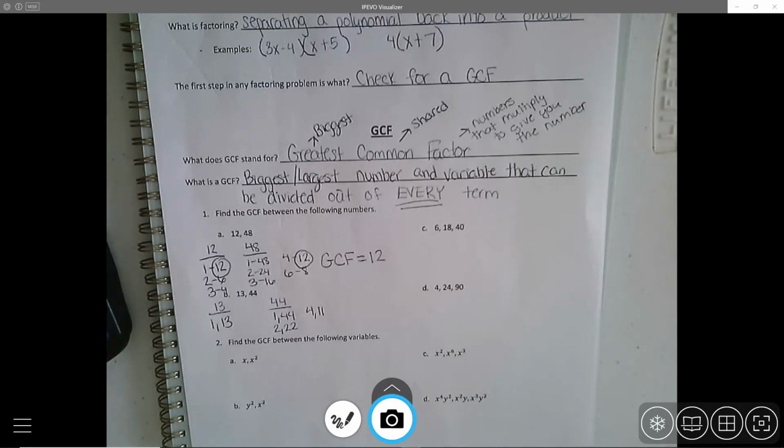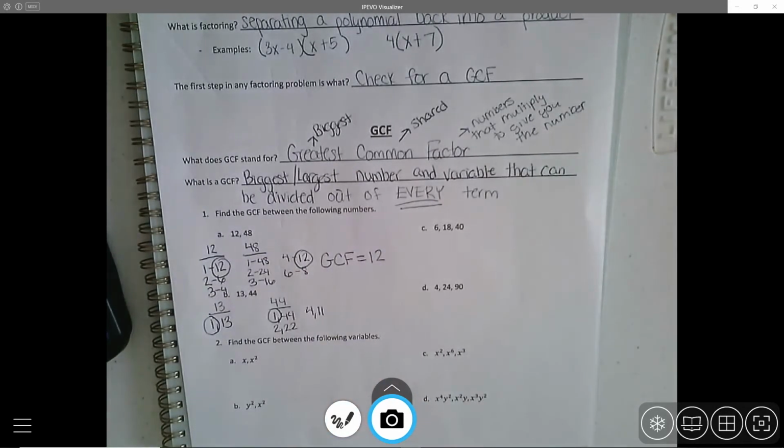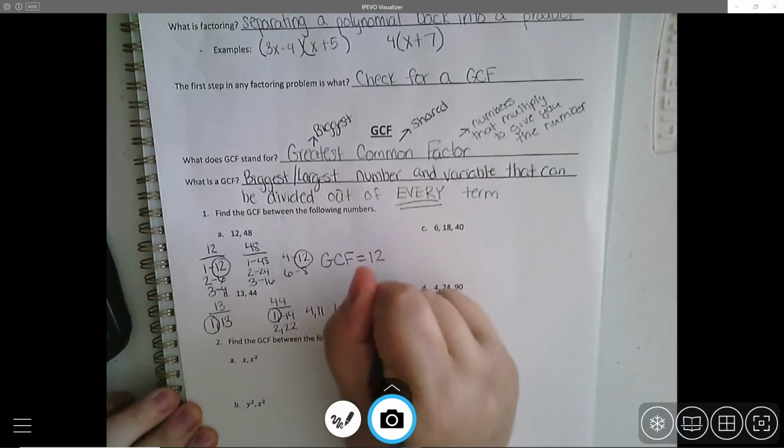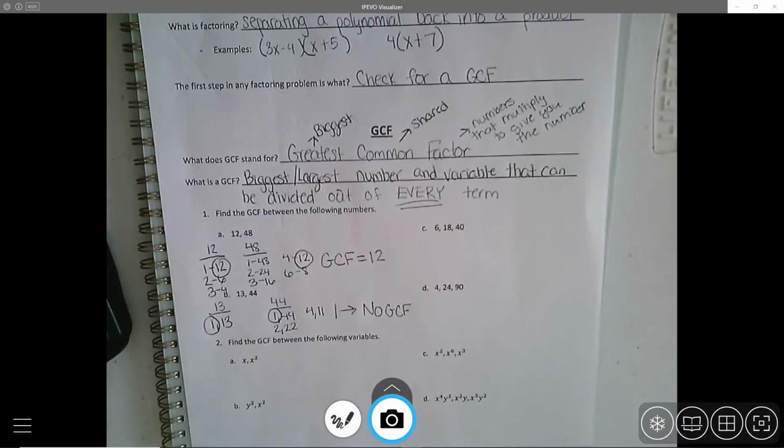Now, this one's interesting. The largest number that they both share is 1. This actually tells us that there is no GCF. If the only number that they both share is 1, there is no greatest common factor between those two numbers. Our big thing is when we check for GCF, we're looking for a number other than 1, because when we divide by 1, we'd still get those same numbers again.